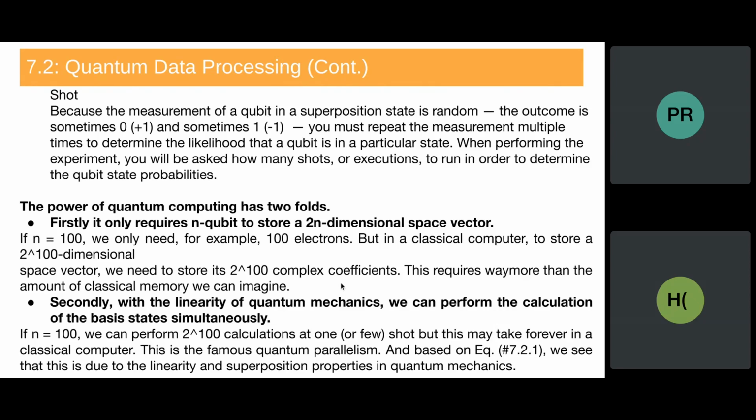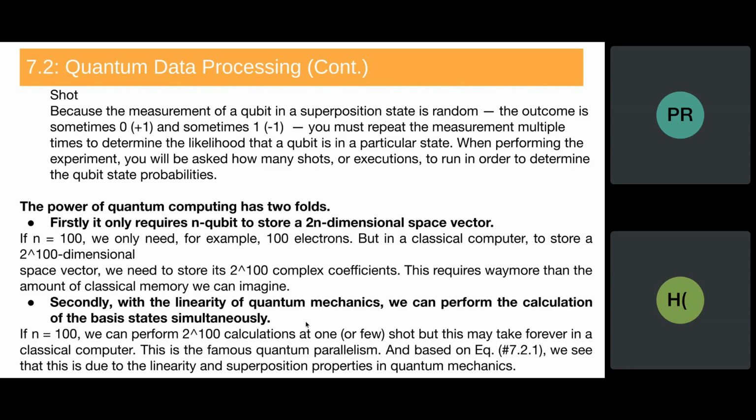And so the basic point in data processing, what we want to express, is the power of quantum computing, which has two specific areas. One, it requires n bits to store a 2^n dimensional space. So if n is equal to 100, that means 100 electrons can match the storage of a 2^100 dimensional space. So classical computing has a way larger memory requirement, and we waste a lot of memory if we use classical computing.